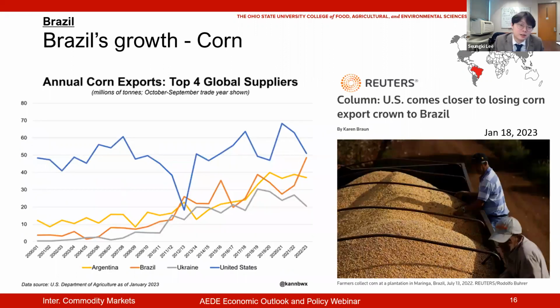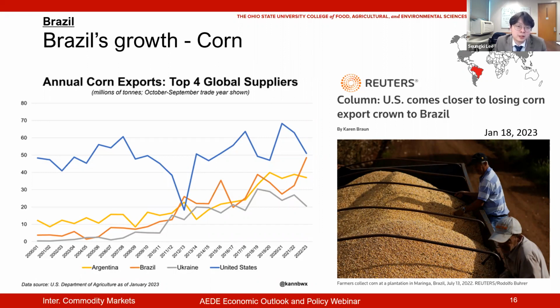This is another striking figure to me. This is the corn side. The previous one was the soybean side. So except for 2012, which was a pretty exceptional year because of the drought, we had always been the top corn exporter, even among the top 4 global suppliers. But this year, the projection is saying that we are really getting close to Brazil. Brazil is the orange line in this figure, and US is the blue. And as you can see, they are really close to each other.